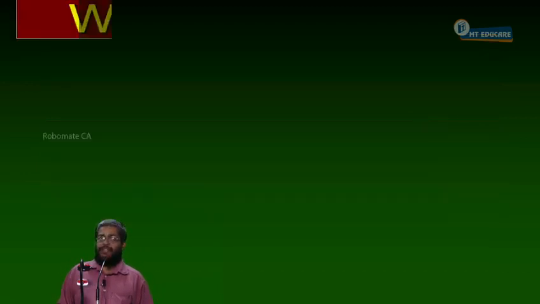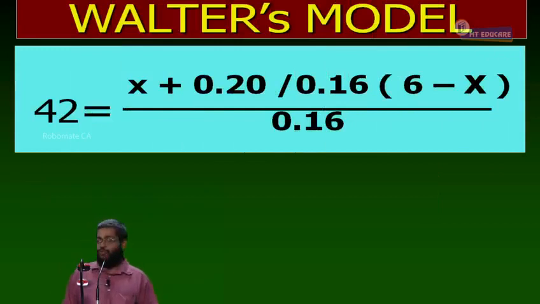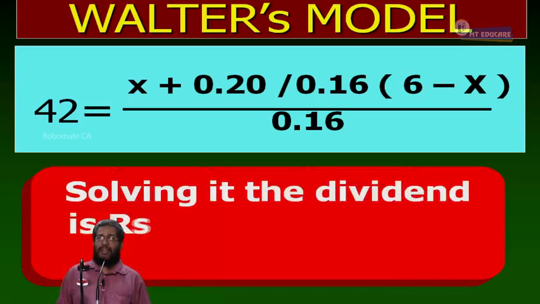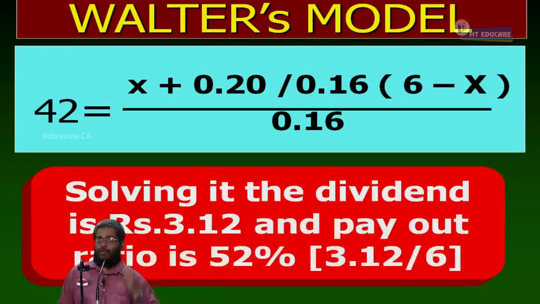P0, the price, is equal to 42. Now, can I proceed? Substitute. 42 is equal to X plus 0.20 by 0.16 into 6 minus X, divided by 0.16. Rearrange. Solving it, the dividend is rupees 3.12. I think you can do it on your own. So if you solve for X, I will get the dividend as 3.12.